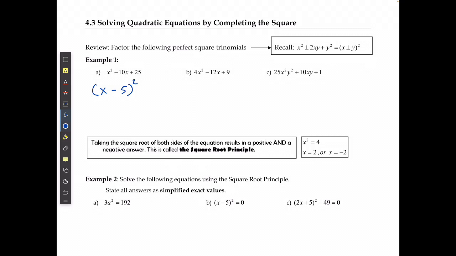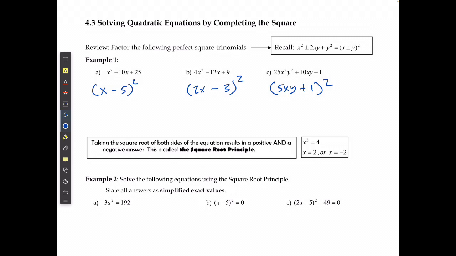For example B, the square root of the first is going to be 2x. The square root of the last one is going to be 3. And because it's negative in the middle, it's going to be 2x minus 3 squared. And for example C, the square root of the first term is going to be 5xy. The square root of the last term is just 1, and the middle term is positive. So it's going to be 5xy plus 1 squared.